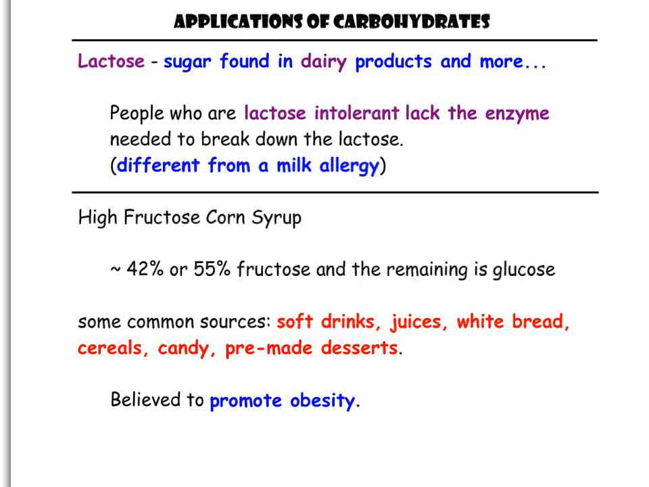And then there's also what's called high fructose corn syrup. It's 42 or 55% fructose, and the remaining is glucose. So high fructose corn syrup just means there's a lot of the fructose sugar in there, and common sources of this are your soft drinks, juices, white bread, and so on. And they're believed to promote obesity because they are not broken down all that well by the body, so the body's not going to know how to break those apart. They're not going to leave you, and your body is just eventually going to turn them into fat as a way to store that energy.